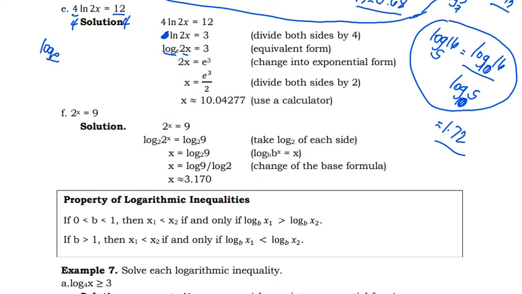In letter F, there are many ways to solve. One way of solving this one is we have 2 to the x equals 9. Then we apply log base 2 to both sides. Then we get log base 2 of 2 to the x equals log base 2 of 9. And we use log base 2 because the base of the exponential is 2. If it were 4, then we would have to use log base 4 on both sides. Then we have log base 2 of 2. Of course, this is 1, and therefore this one can be the numerical coefficient, and that becomes x equals log base 2 of 9.